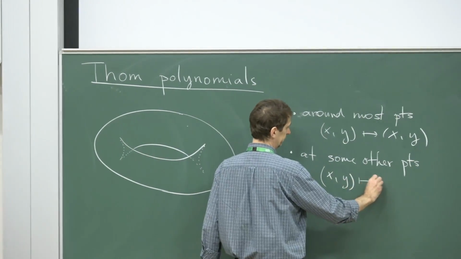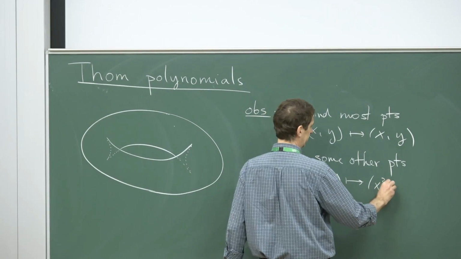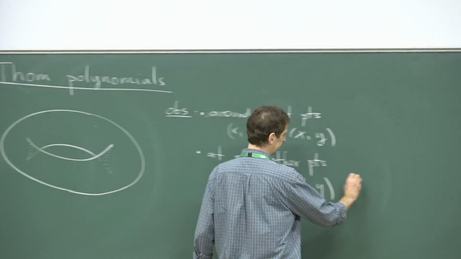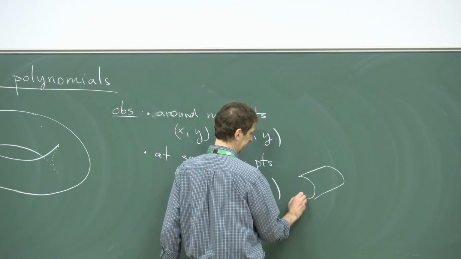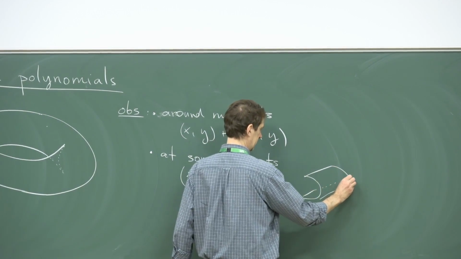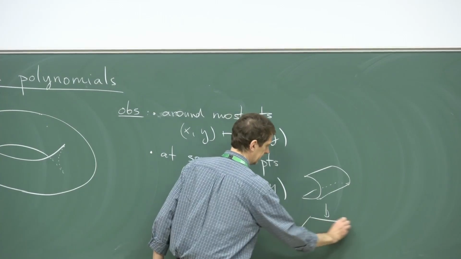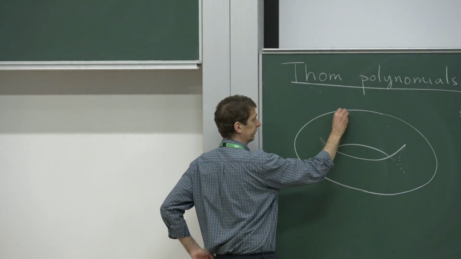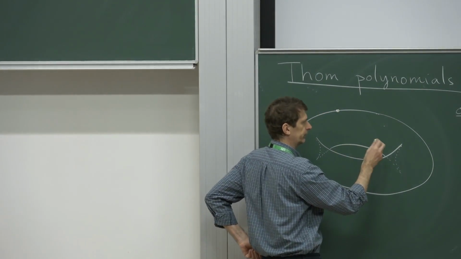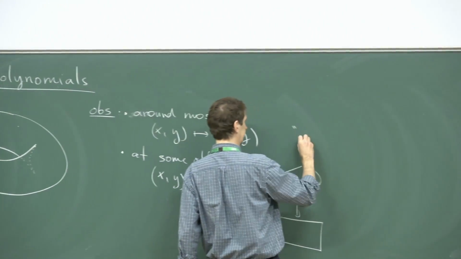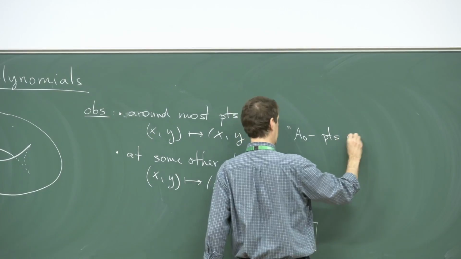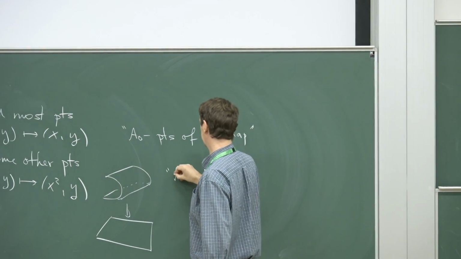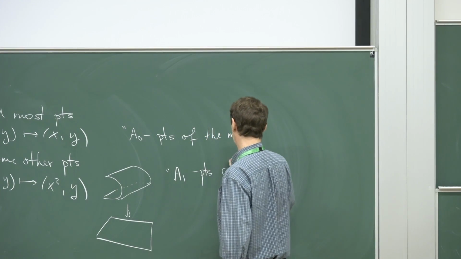the map in well-chosen local coordinate systems looks like this. So if you want to draw it, this is something like that. You are folding a piece of paper over, and as you can see, there are points on the torus like this. The first ones, eventually, we will call A0 points of the map. These ones will be called A1 points of the map.